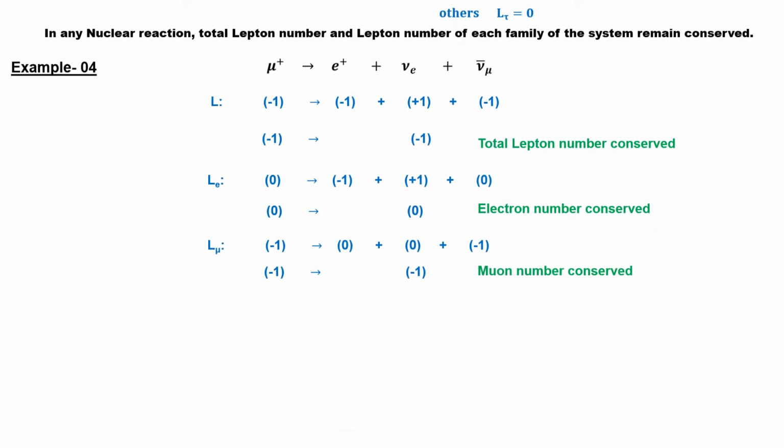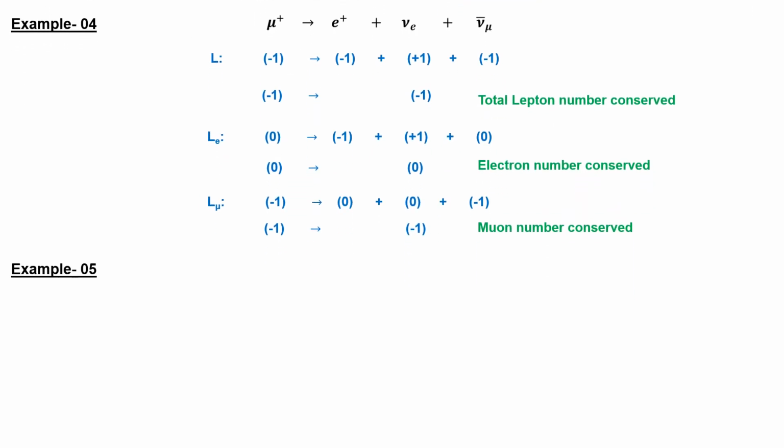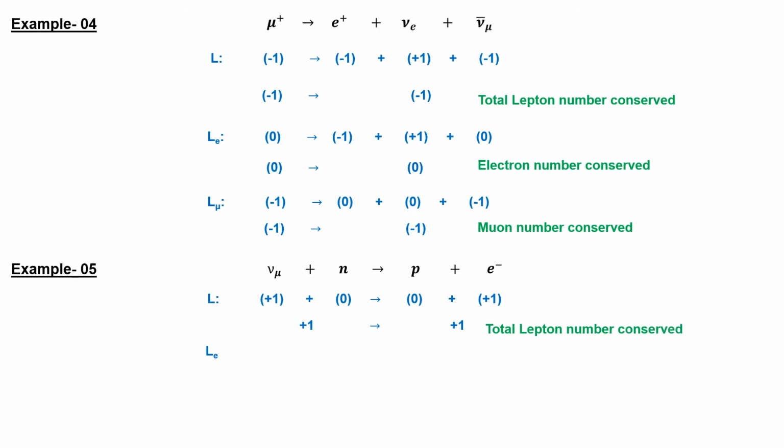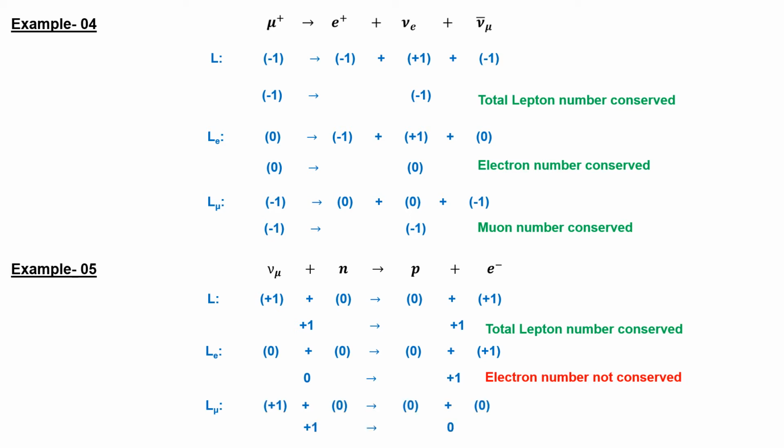this reaction is allowed. If muon neutrino and neutron decay into electron and proton, then the total lepton number is conserved in this reaction. But if we talk of electron number, then in this reaction electron is the only member of this family. Because of this, the electron number is not conserved. Similarly, muon is the only member of the muon family in this reaction. Therefore, the muon number is also not conserved.